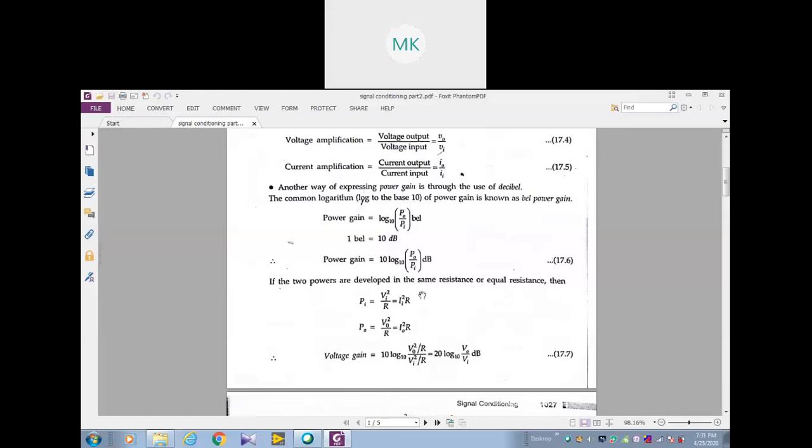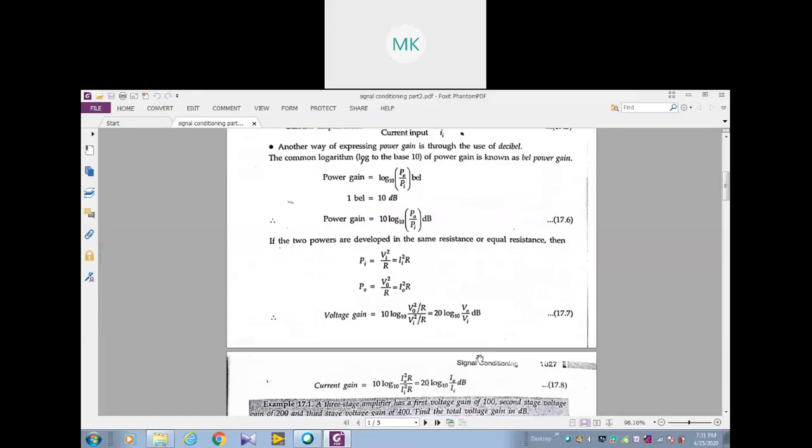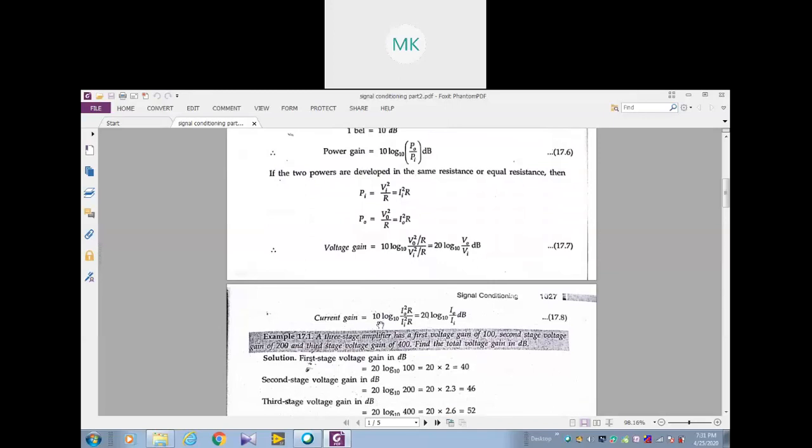If the two powers are developed in the same or equal resistance, then Pi equals Vi squared by R, that is Ii squared R, and Po equals Vo squared by R, that is Io squared into R. So power gain equals 10 log base 10 of output power divided by input power. The R's get cancelled, so voltage gain equals 20 log base 10 of output voltage divided by input voltage, in decibels. The same applies for the current gain.